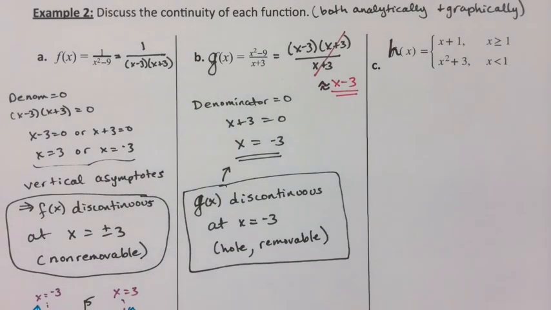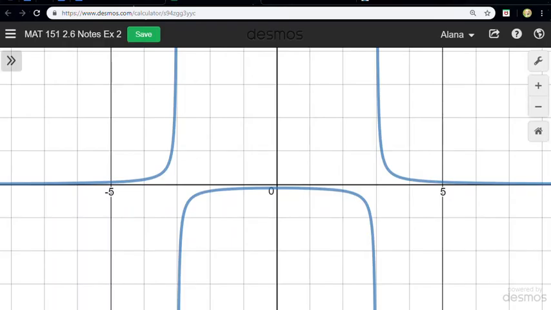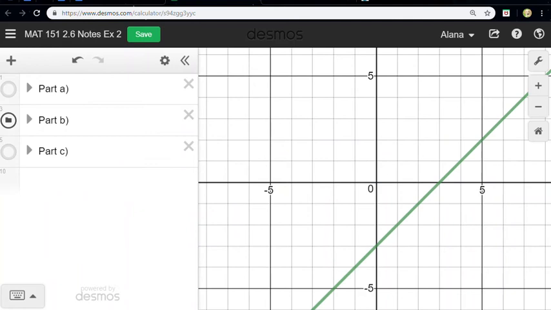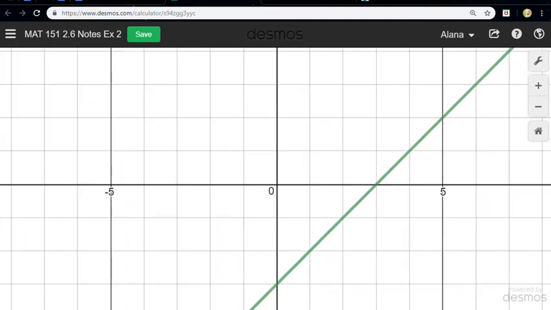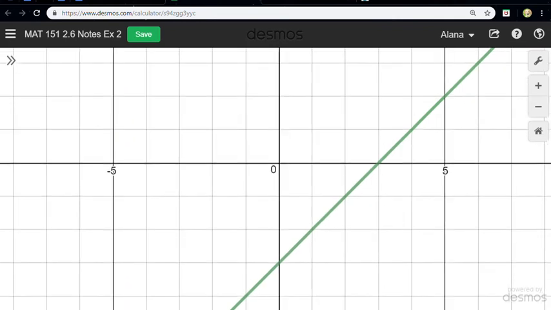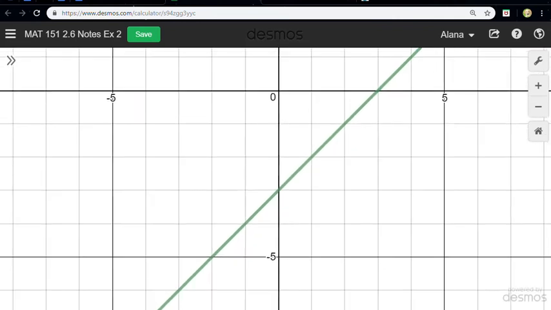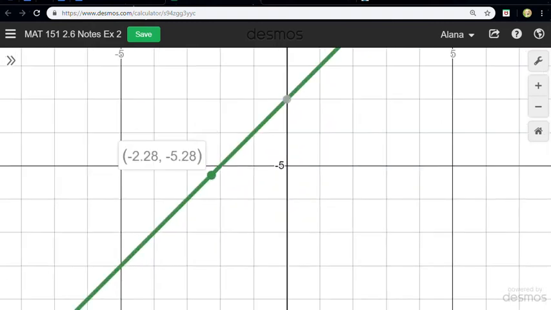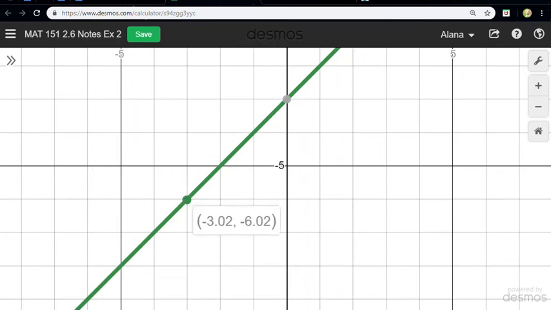All right, now let's see if I'm correct. So if I go back to my Desmos graph, I turn off part A and I turn on part B. Part B looks like it's going to be a lovely, lovely line. However, at negative 3, let me drag my mouse along. So at negative 3, whoop, did you see it right there? Let me show you. Right here. Look at what it does. So there's a hole in the graph.